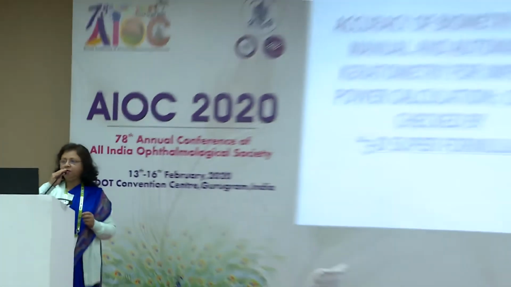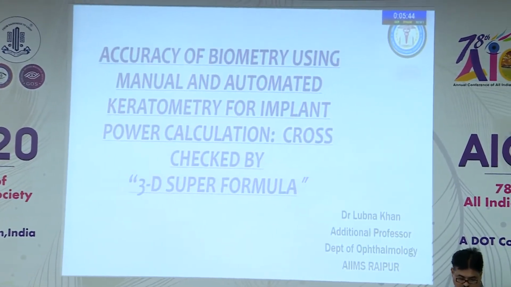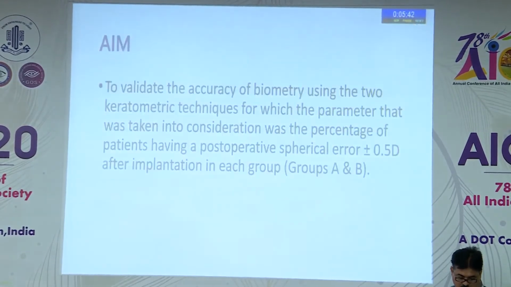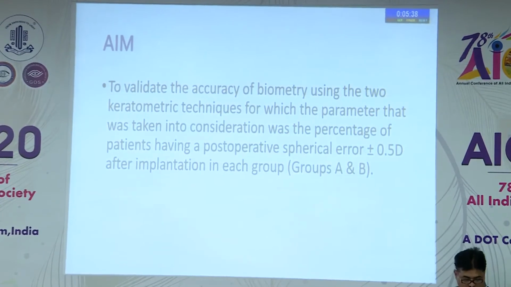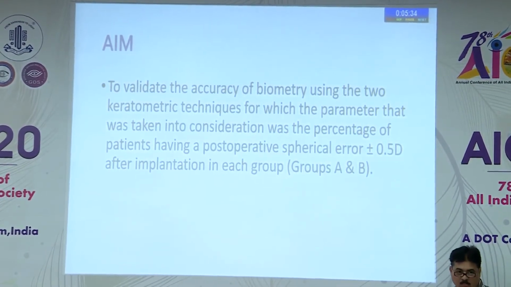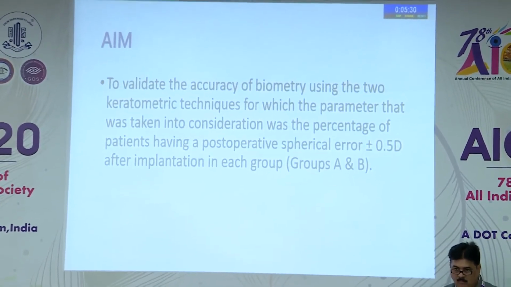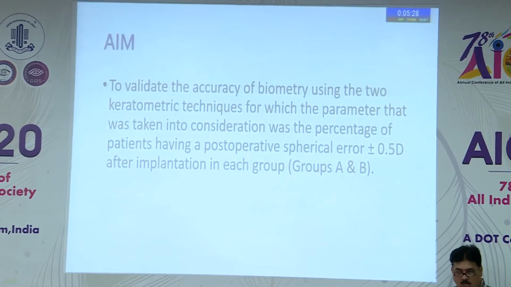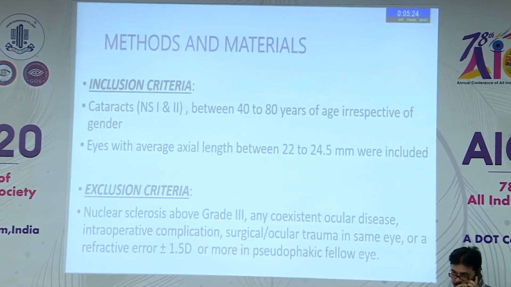Today I'll be speaking about the accuracy of biometry using manual and automated keratometry for implant power calculation, cross-checked by the three-dimensional superformula. The aim of this study was to validate the accuracy of biometry using the two keratometric techniques, for which objectively the parameter that was taken into consideration was the percentage of patients having a post-operative spherical error within plus minus 0.5 diopters after implantation in each group.